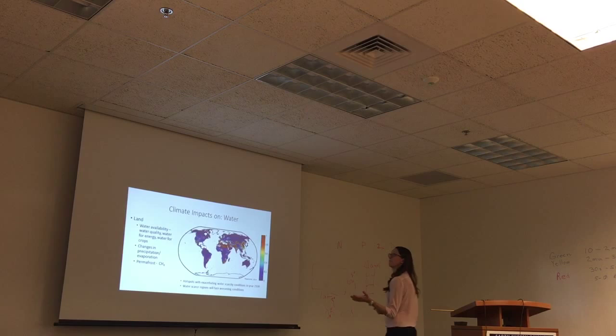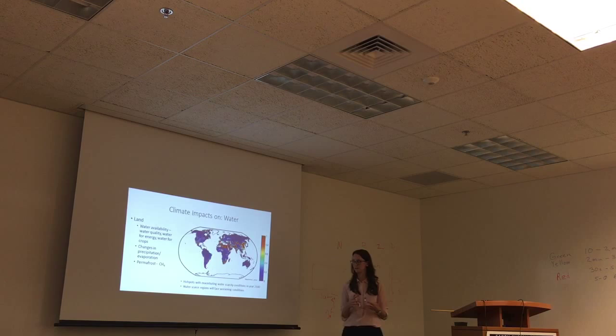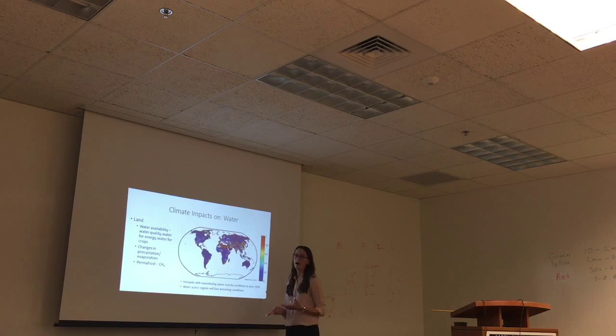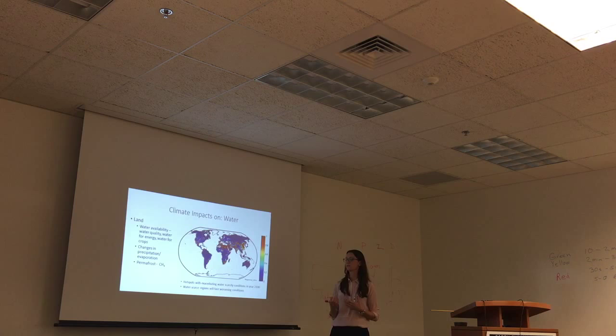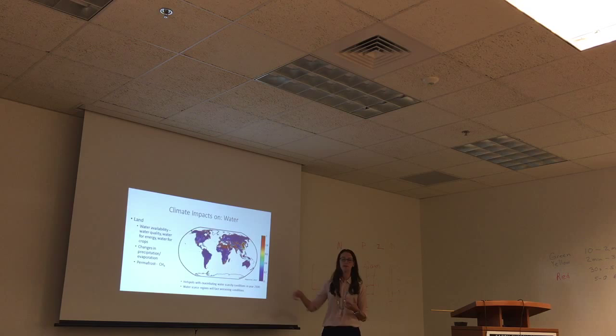Then we have land water. You've probably seen this with Muhammad, or something similar to it. As climate changes, your water availability is going to change, your water quality, your water for energy, your water for crops. Any changes in precipitation, either in intensity or in the locations of precipitation and evaporation, will change. This highlights that regions with water scarcity currently are going to get worse under this climate change scenario. And this is between GCAM and Muhammad's water modules within GCAM.